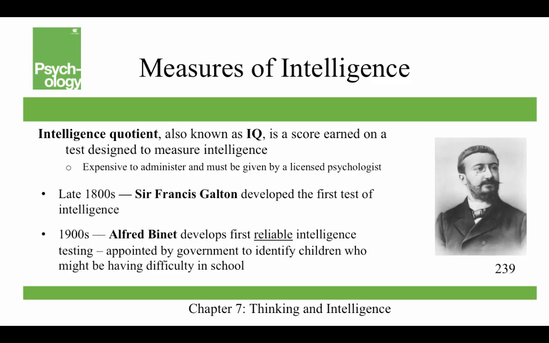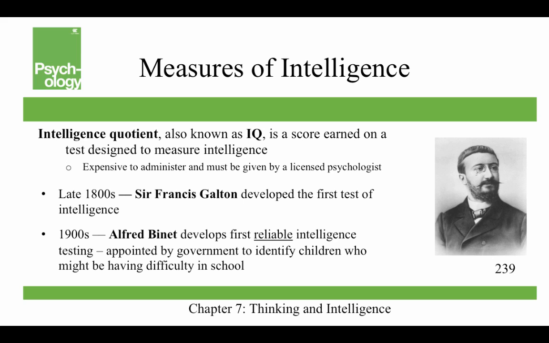How do we measure intelligence? Well, in terms of an intelligence quotient, also known as IQ, and that's a score earned on a test designed to measure intelligence. It's often expensive to administer intelligence tests, and they have to be given by a licensed psychologist.